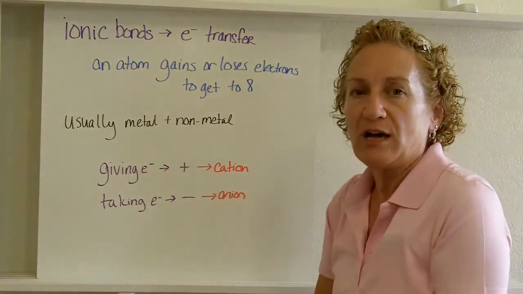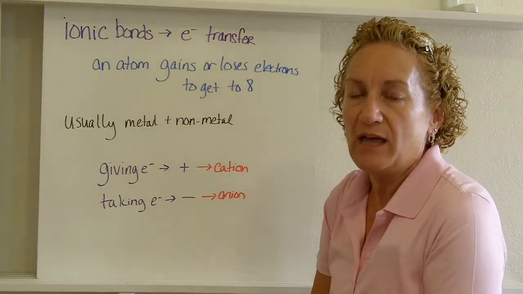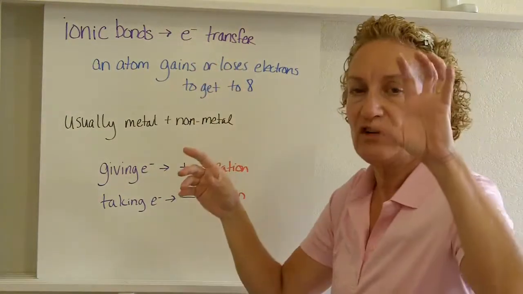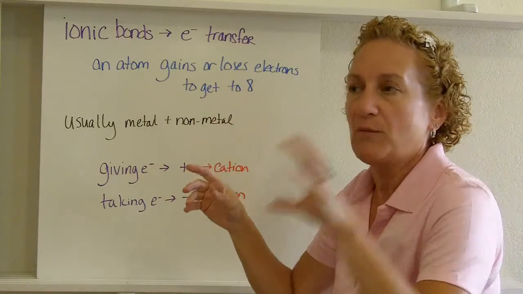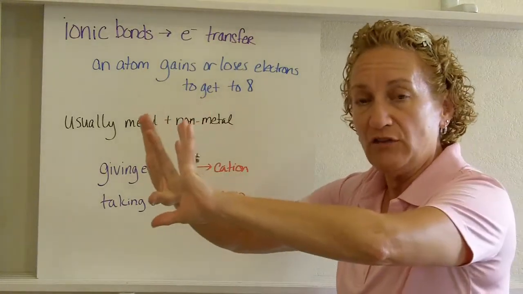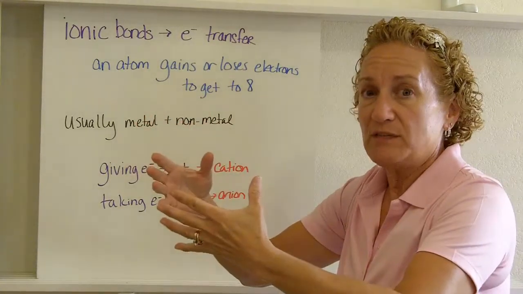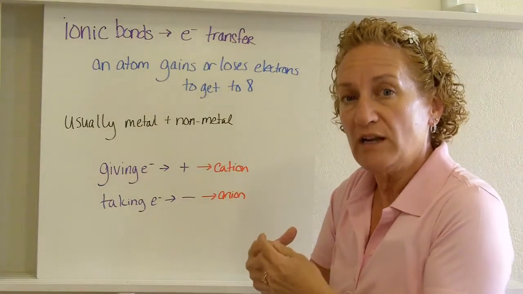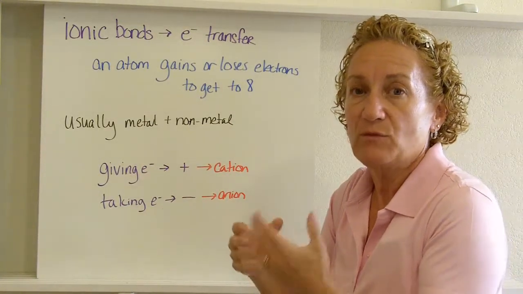So the first kind of bond we're going to talk about is an ionic bond, I-O-N-I-C, ionic bond. And that's when electrons are actually transferred from one atom to the other atom. One atom says, you know what, I'm better off without this electron. And the other atom says, great, because I need that electron. Not necessarily just one electron gets transferred. Sometimes it's more than one.